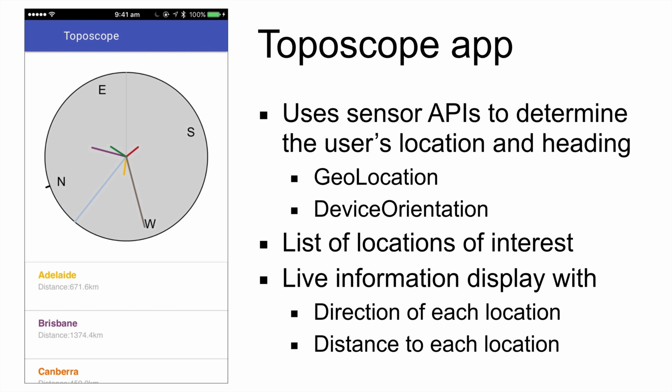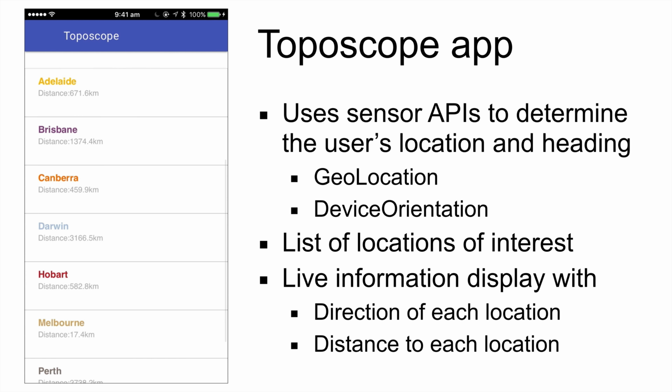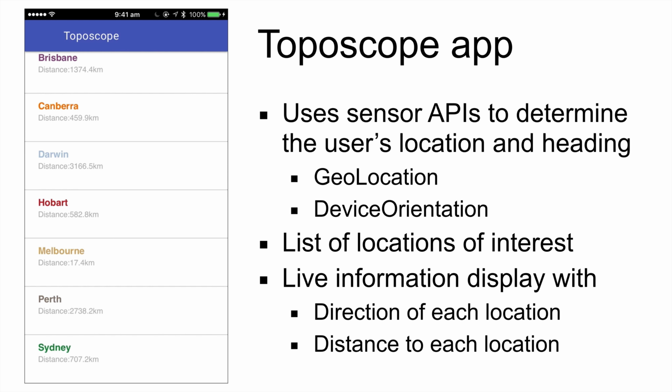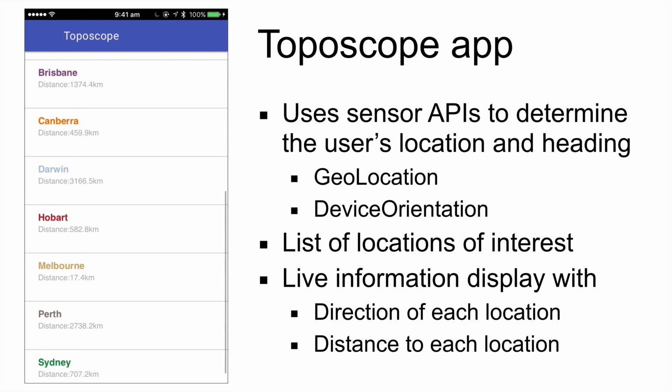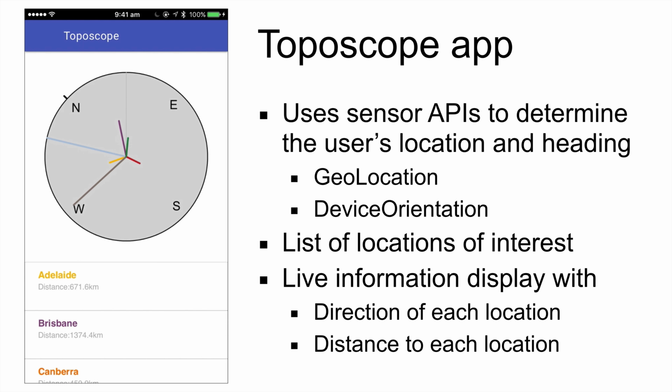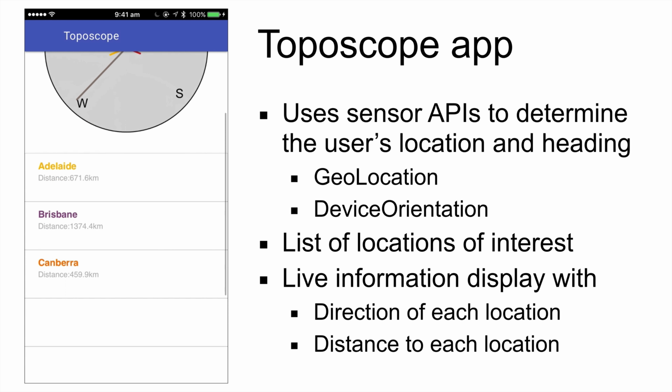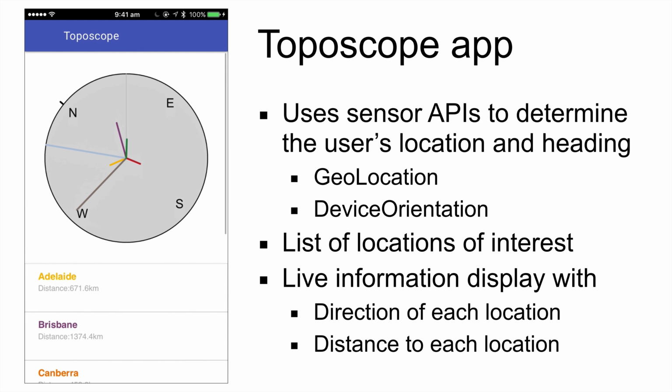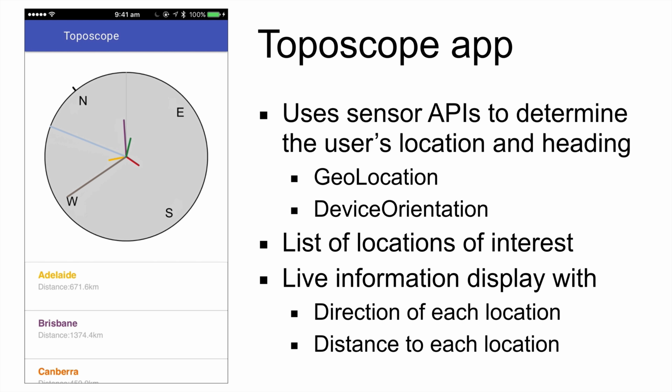It then has a live information display that shows the directions to and relative distances to each of these locations of interest, and also a list down the bottom with each of the exact distances from the user's current location. And you can see it has a live compass view up the top, and as the user rotates their device so that they face in a different direction, it updates this display and shows at the moment they're facing northeast.